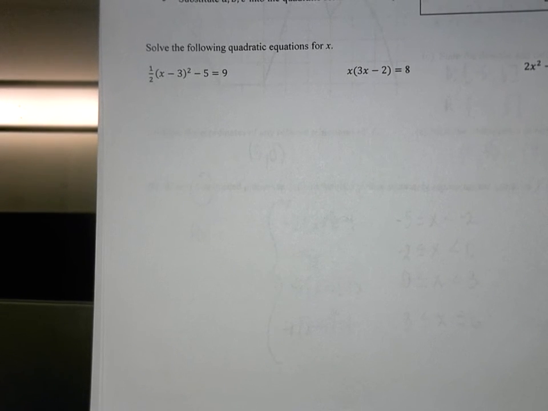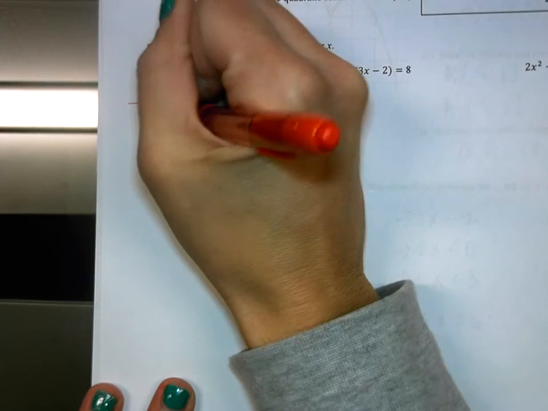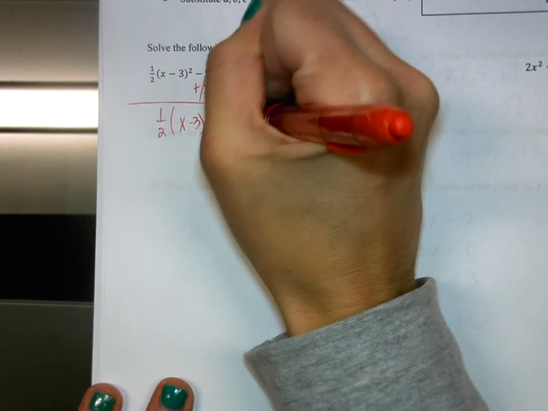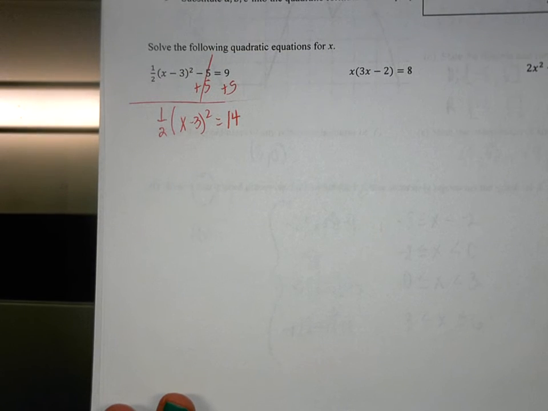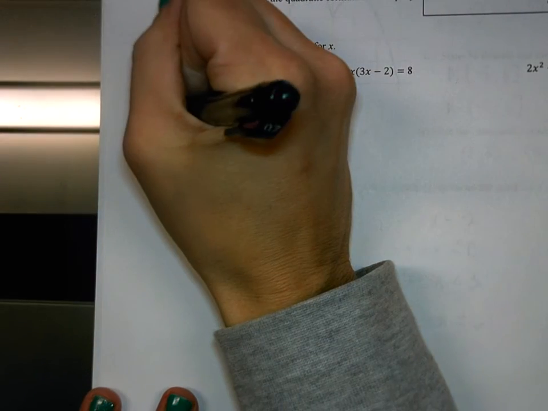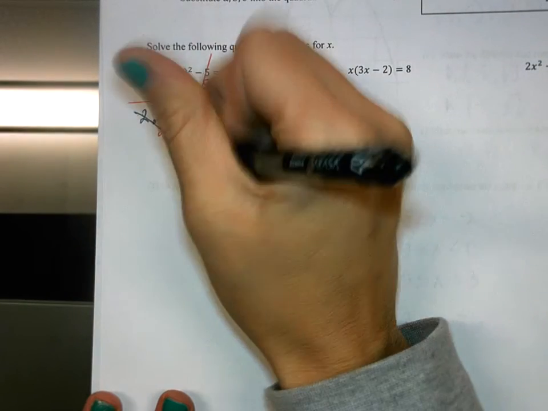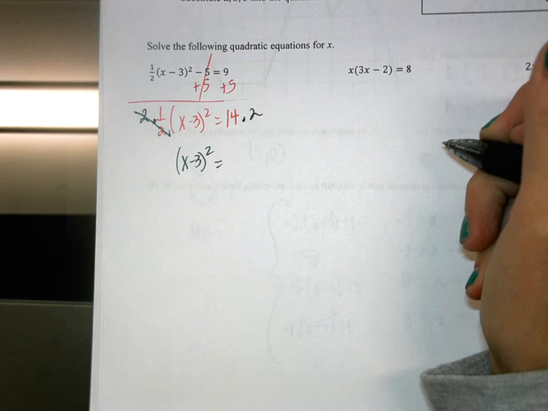All right, so what am I going to do first? Very good. Add 5 to both sides. So this cancels. We get 1/2 parenthesis x minus 3 squared equals 14. Is the square by itself? No. What do I do next? Very good. Multiplying by 2 is correct. So that cancels that out. We have x minus 3 squared equals 28.